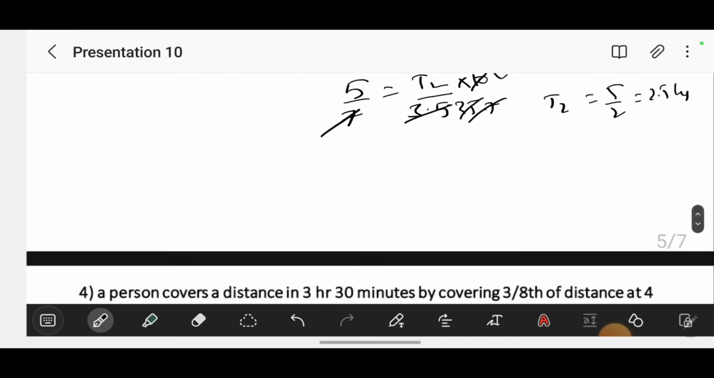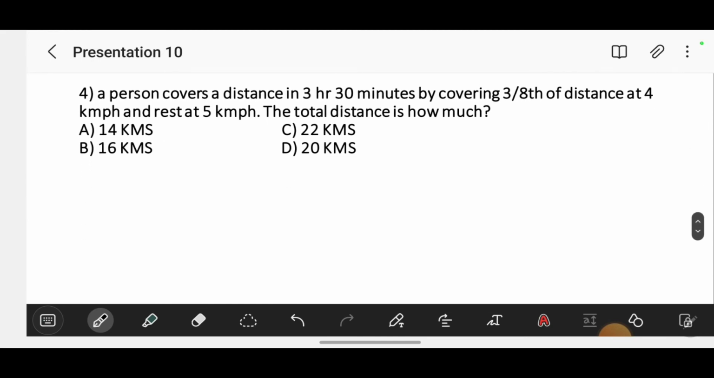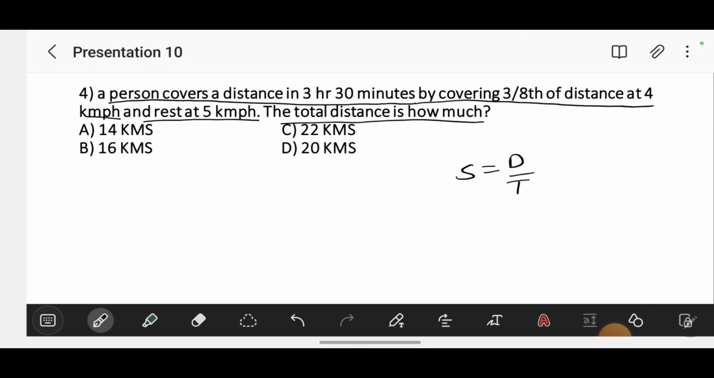Okay, next question guys. Okay, see this. A person covers a distance in 3 hours 30 minutes by covering 3 by 8 of the distance at 4 kilometers per hour and the rest at 5 kilometers per hour. The total distance is how much, he is asking. If you take this, speed equals distance by time. So he is asking what is the total distance.